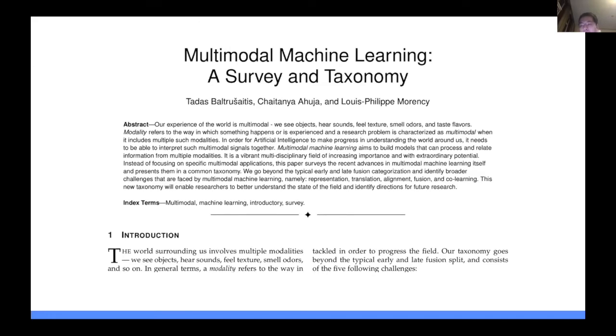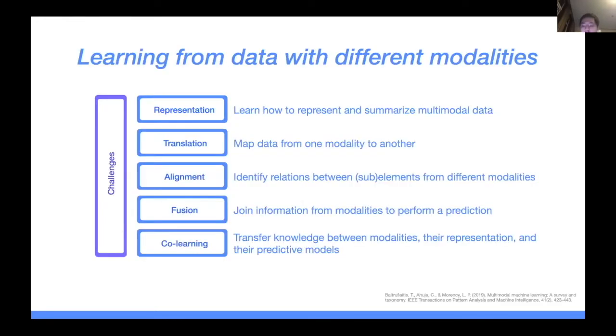There's a wonderful survey paper on the topic of multimodal machine learning in TPAMI in 2019. In this paper, it summarized 5 core technical challenges on multimodal machine learning. They are representation, that is learning how to represent and summarize multimodal data; translation, to map data from one modality to another; alignment, to identify relations between elements from different modalities; fusion, to draw information from modalities to perform a prediction; and co-learning, to transfer knowledge between modalities, their representation, and their predictive models.